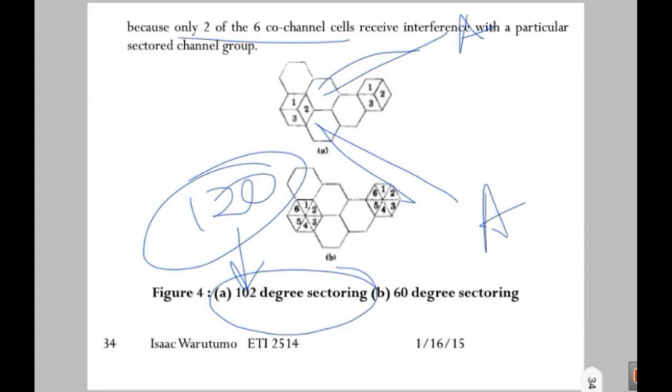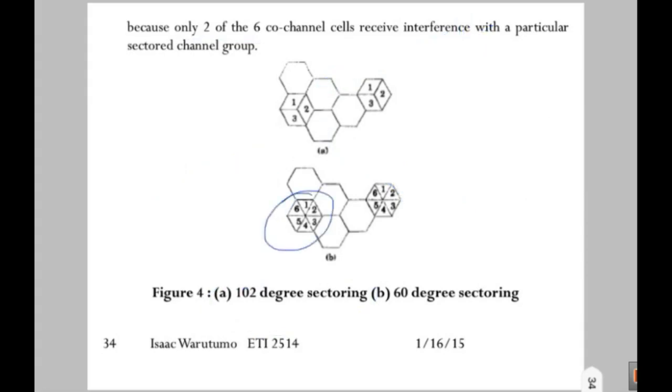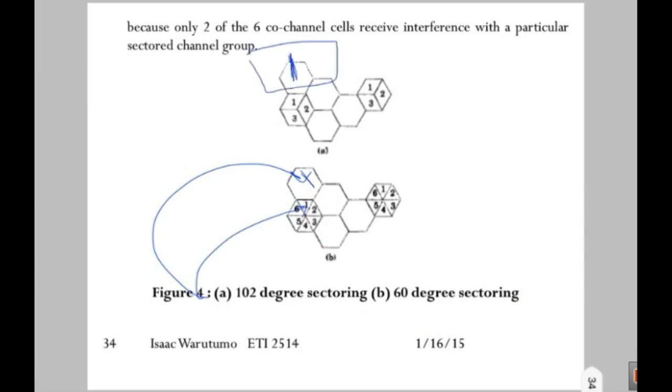The first figure demonstrates 120 degrees cell sectoring, and the other one is now showing 6 subdivisions, and therefore this is going to have a fewer number of interfering channels, and I believe they are going to reduce from 6 to 1. As you can see, this one is only neighboring one cell. So in a similar manner, only one other cell will be having a cochannel interference, and therefore reducing to 1.